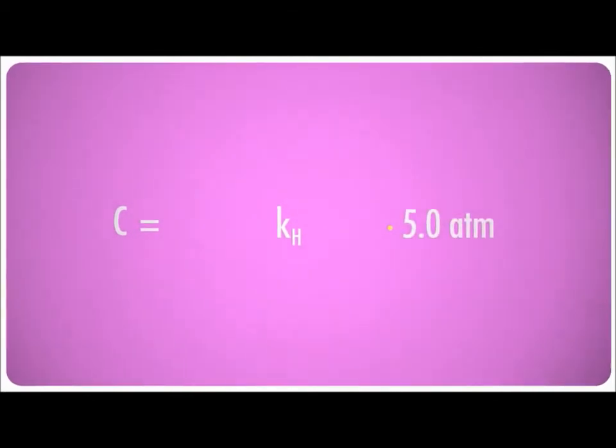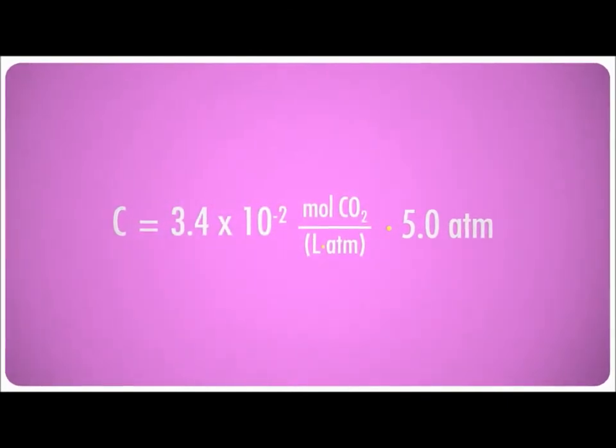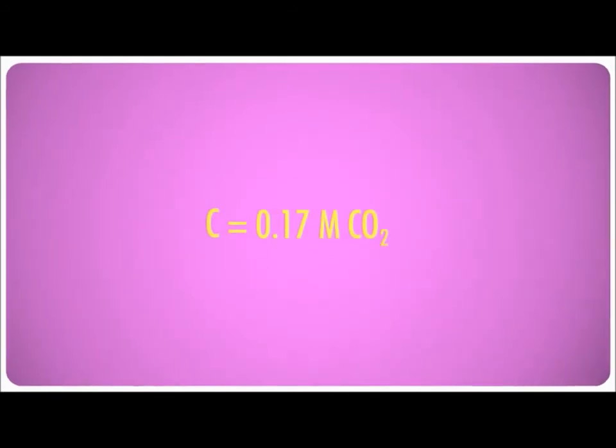The pressure of CO2 in a can is 5.0 atmospheres, and you can look up the solubility of CO2 in an aqueous solution, 3.4 times 10 to the negative 2 moles per liter atmosphere. So the concentration of dissolved CO2 is 0.17 moles per liter.